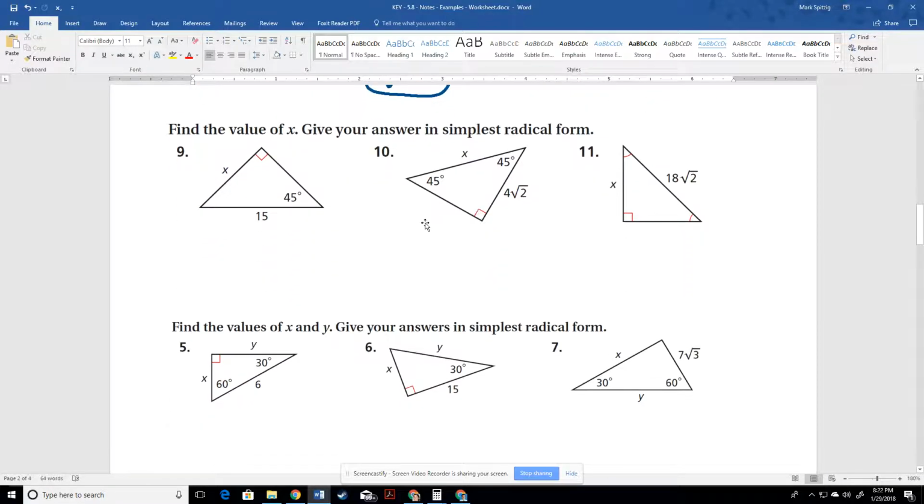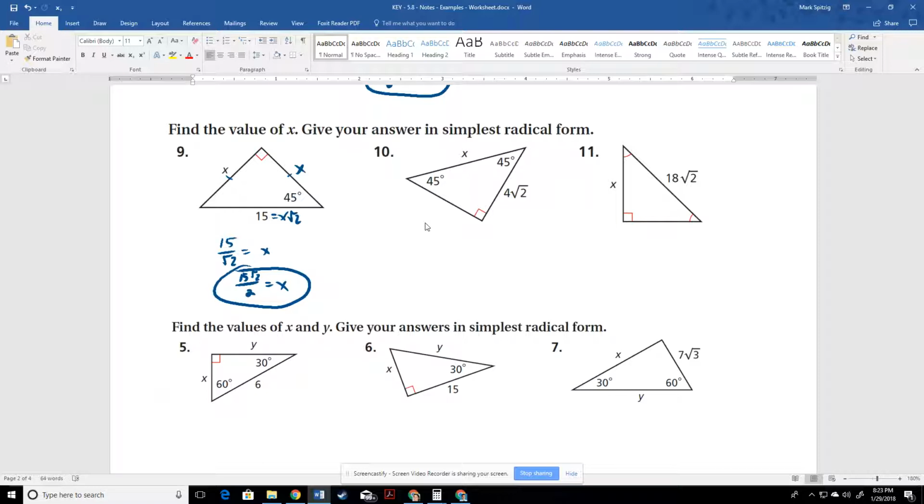All right, more 45, 45, 90. We got x. And again, you can always tell the sides that are legs because they're the ones that make the right angle, or they'd be congruent, or they'd be opposite of the 45 degree angle. So x root 2. So 15 equals x radical 2. When we divide 15 by radical 2, we get this. When we rationalize, we get 15 root 2 over 2, and that doesn't simplify. That's okay. That's what our x is going to be.